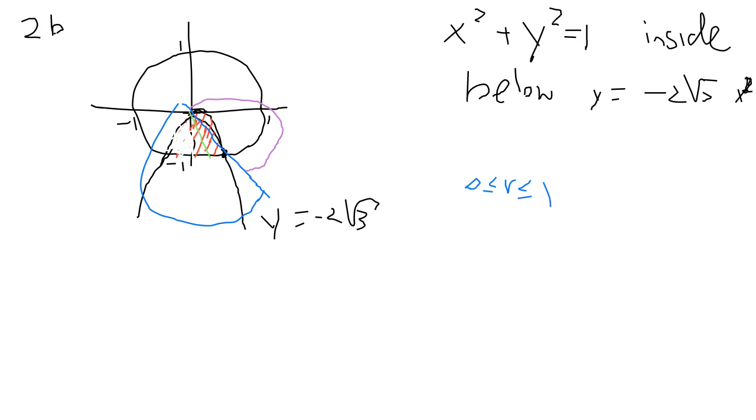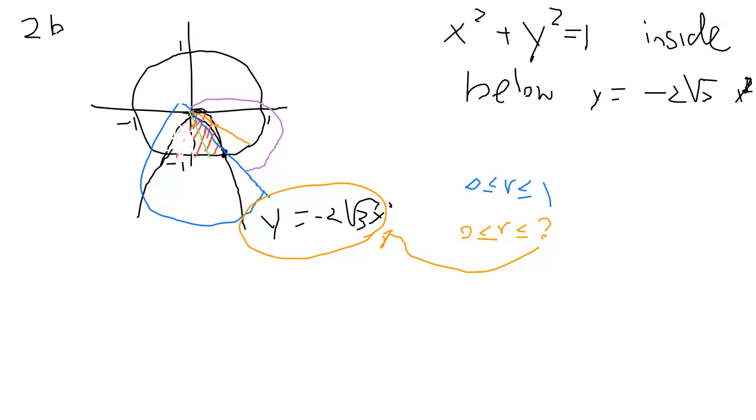Now, however, in the purple region, it's different. So let's draw an orange line in the purple region. You see, in the purple region, we start at the origin, but we stop not at 1, but when we hit this curve over here. So the orange region is going to be 0 is less than or equal to r is less than or equal to, and then a question mark. The question mark is related to this equation where y equals minus 2 root 3 x squared. So this is how we should get the bounds for r in the purple region.